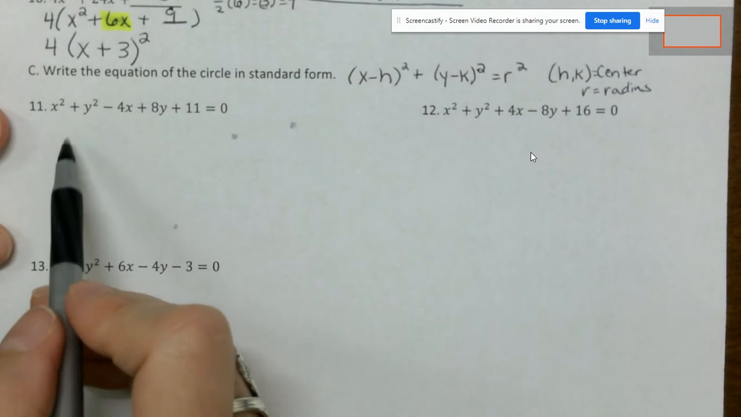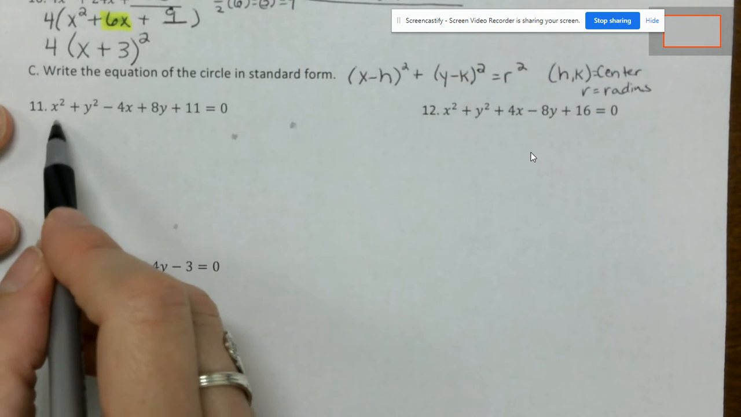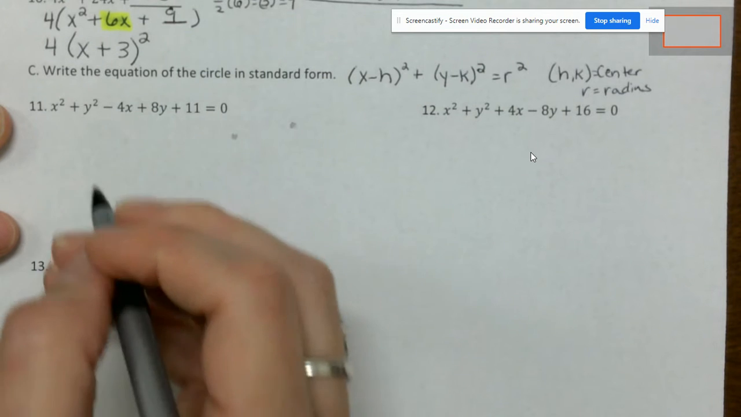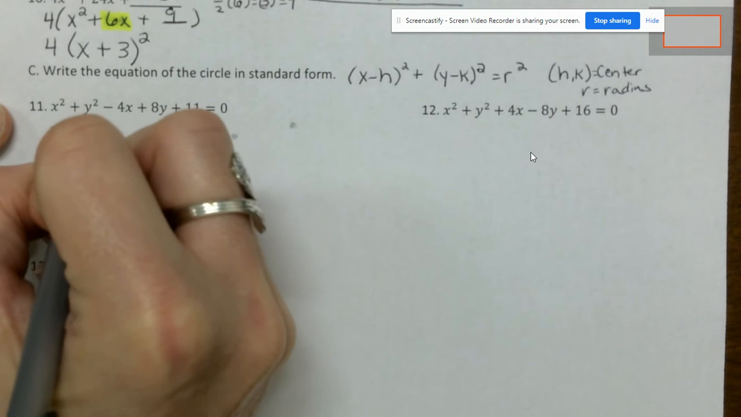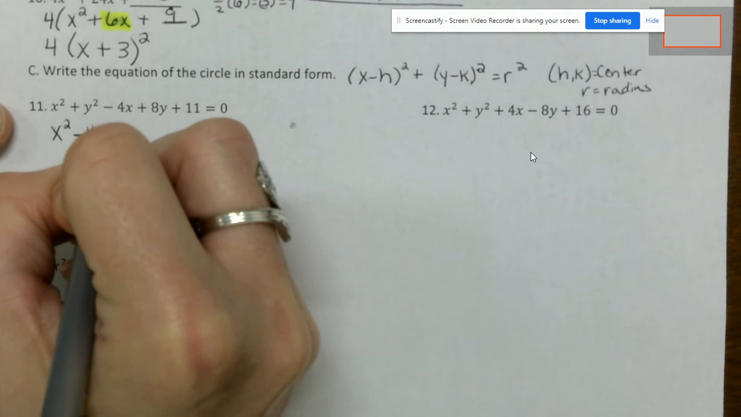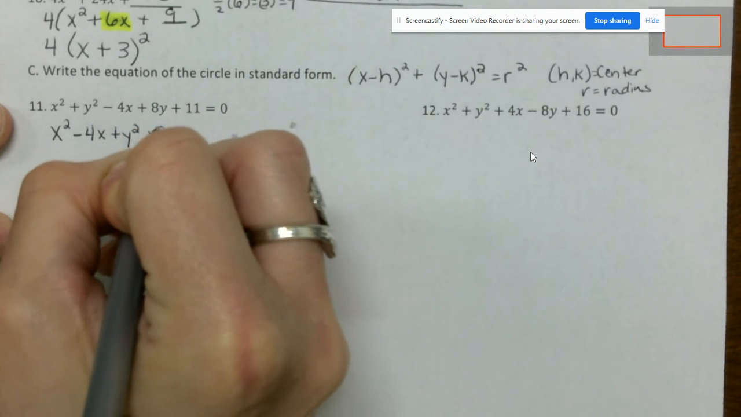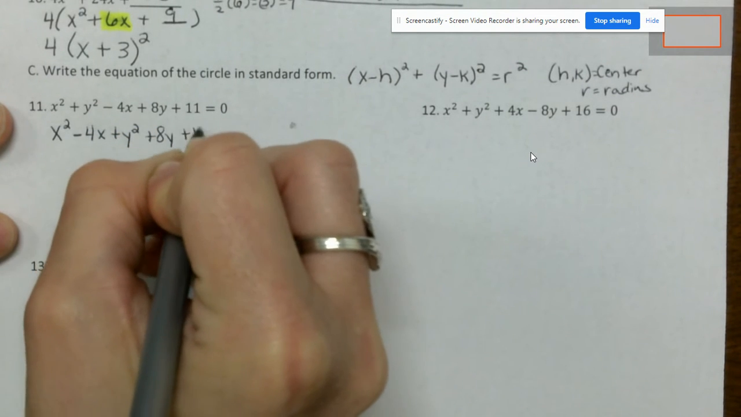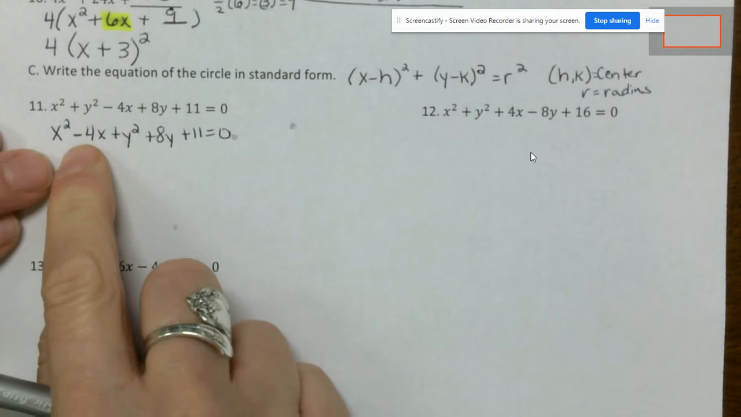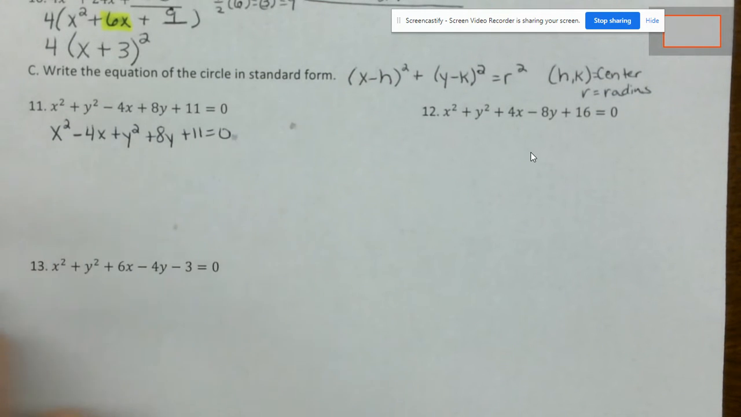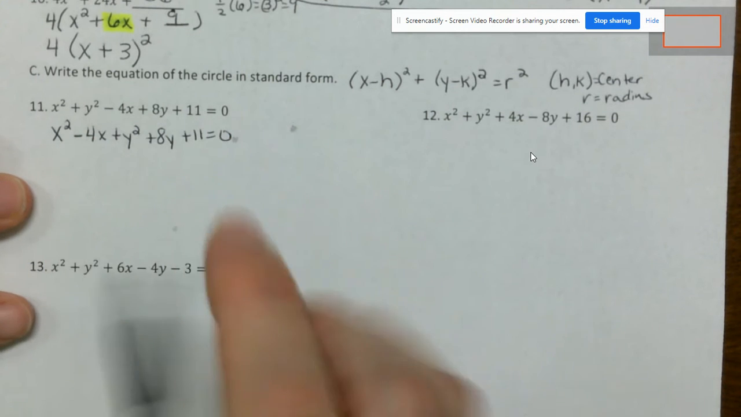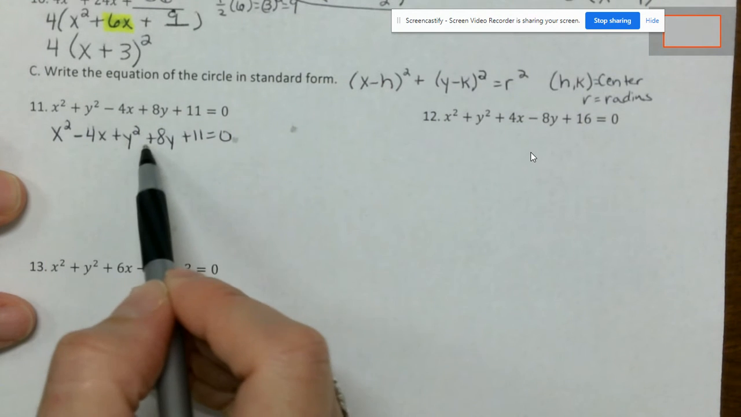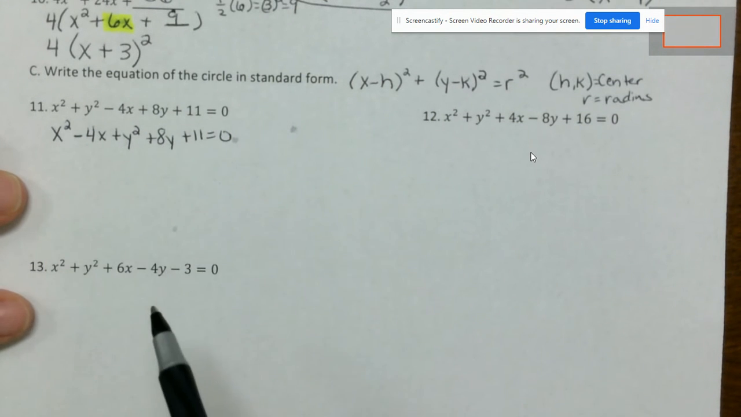Now, the first thing that you want to do is put your x's together and your y's together. So we're going to do that first. x squared minus 4x plus y squared plus 8y plus 11 equals 0. All I did was move things around. I didn't change the signs of anything because I didn't move anything from the left to the right. I just put the x's together and the y's together and left the constant on the end.